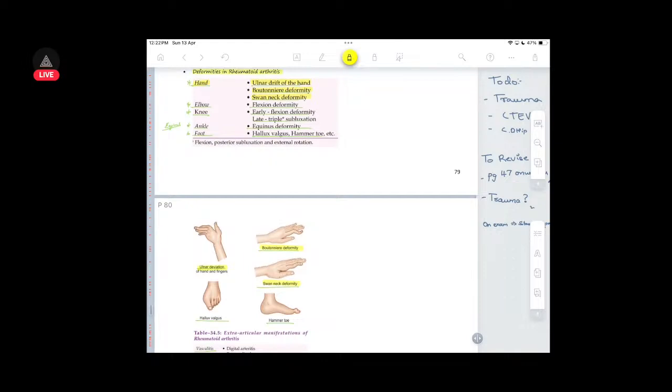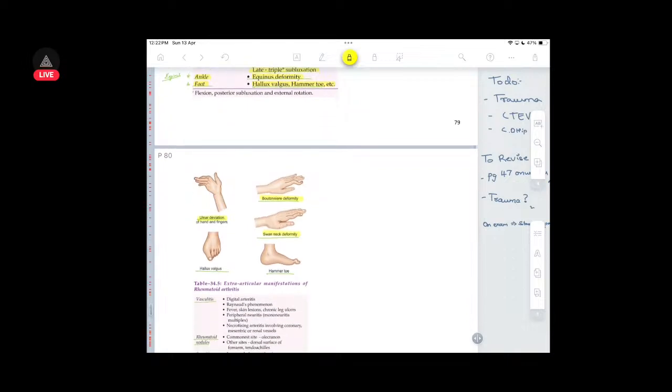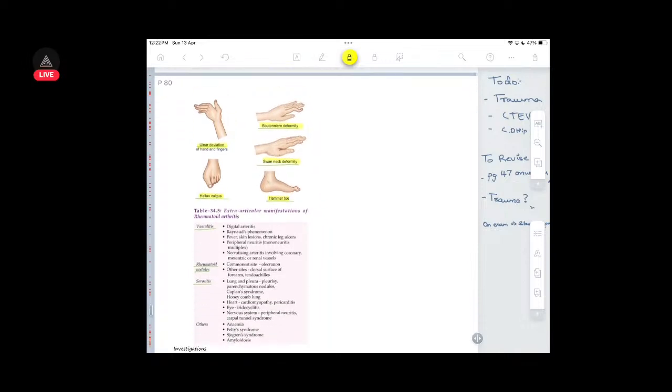Okay, so at the elbow you have flexion deformity, and in the knee you have early flexion deformity and late triple subluxation, which is posterior subluxation, flexion and external rotation. Then at the ankle, you have equinus deformity, you will be on the tiptoe, and in the foot you have hallux deformity and hammer toe. Hammer toe is similar to swan neck, flexion at the distal and extension at the proximal, and hallux deformity is where one toe lies above the other.